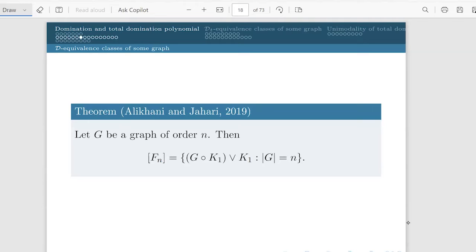For example, this is a graph G, and G∘K1 is, as I said before, this graph. Now we consider G∘K1 and join it with another K1. For example, I connect this new vertex to all vertices of G∘K1. And this kind of graph is in the class of friendship graphs.